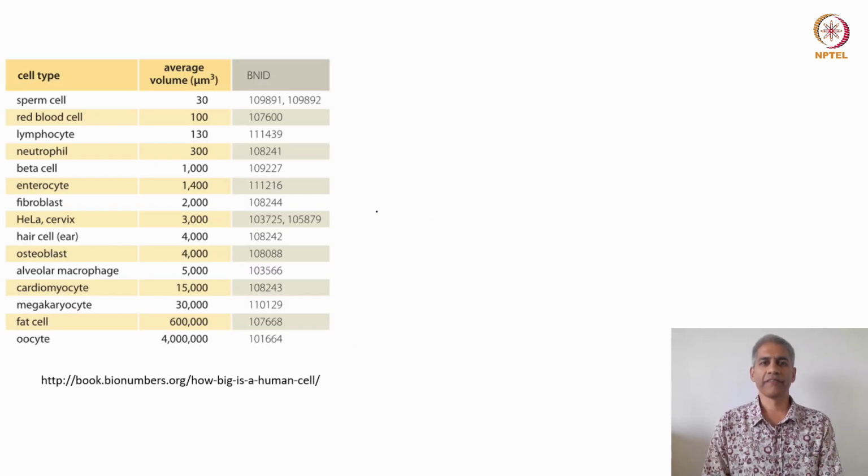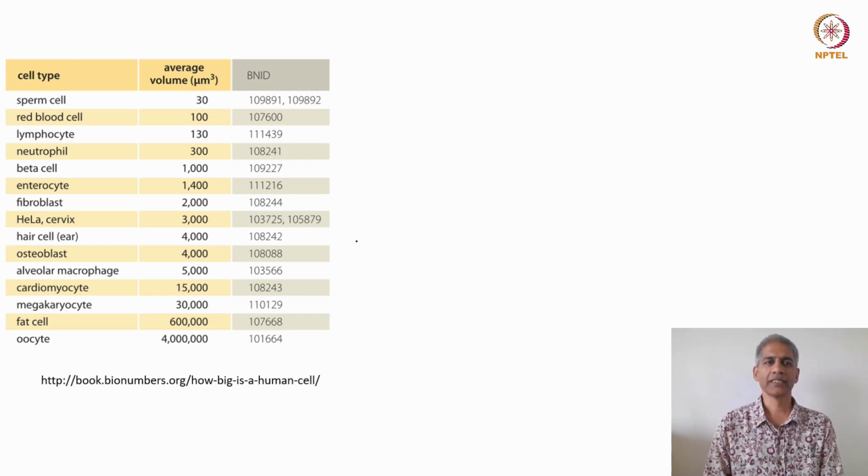Here are some more figures for human cells. Shown are the average volumes for different kinds of human cells. This is taken from a book called Bio Numbers, where you will find many kinds of numbers related to biology. But more than that, what the website is trying to do is promote a more quantitative way of thinking in biology. So I do urge you to look up this website called Bio Numbers.